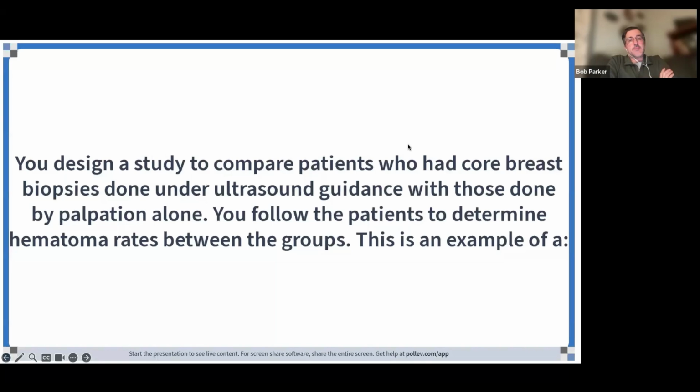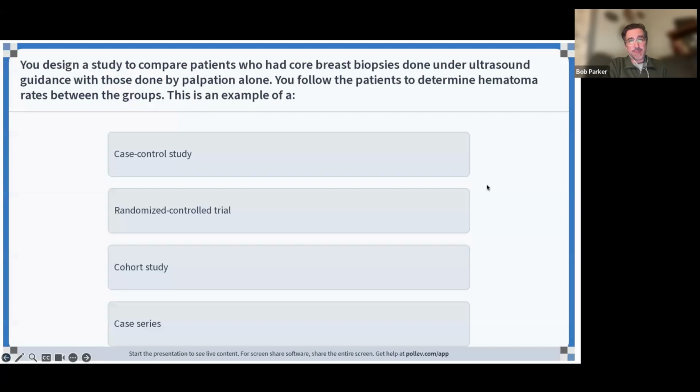Okay, next up, you design a study to compare patients who had core breast biopsy done under ultrasound guidance with those done by palpation alone. You follow the patients to determine hematoma rates between the groups. So you design a study comparing patients who are undergoing core breast biopsy and comparing those with ultrasound guidance with those done by palpation alone. This study would be an example of a case control study, a randomized controlled trial, a cohort study, or a case series.